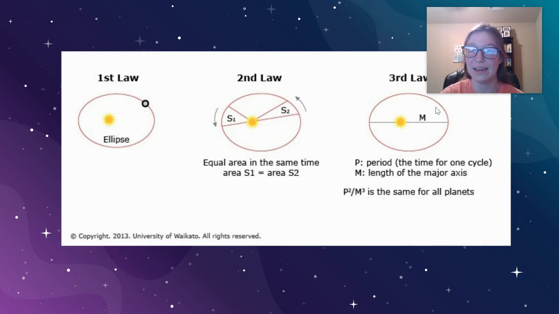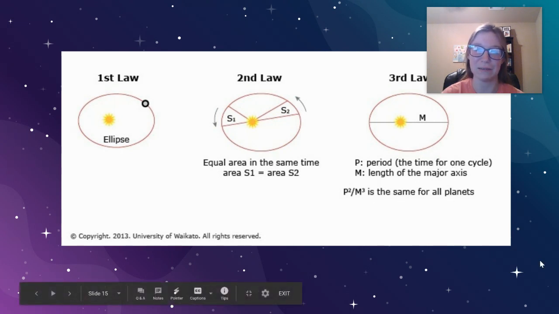That's okay. And then finally, the period, the time for one cycle, divided by the length of the axis, the diameter, you could say, is the same for all planets. So no matter how far away they are from the sun, the relationship between the year and their distance from the sun is going to be kind of the same for all planets. It's like a ratio that stays the same.